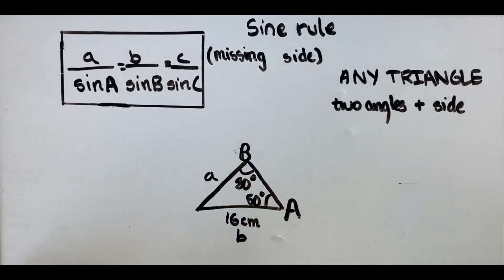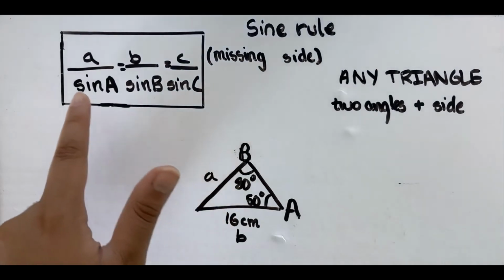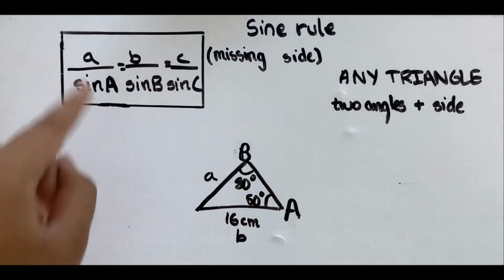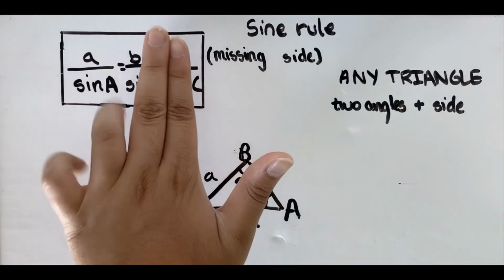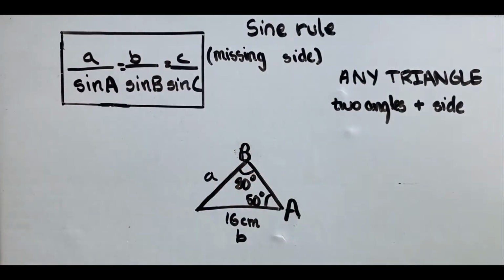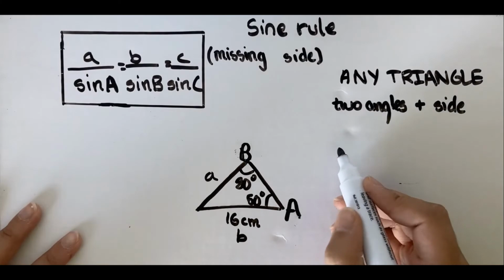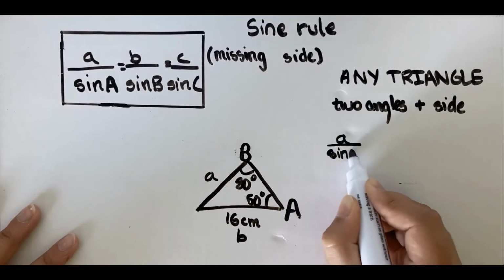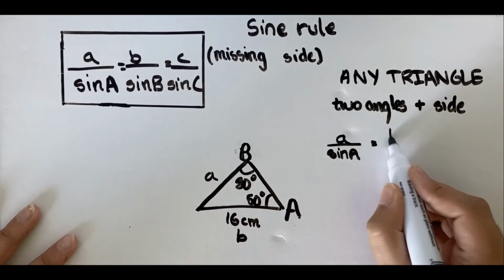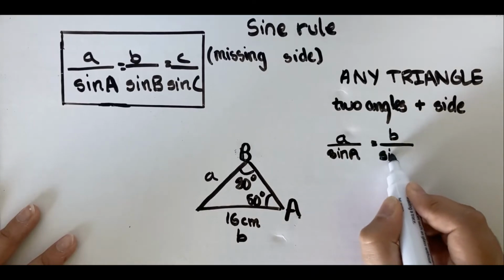Now, one thing we need to know about the sine rule is that we only ever tend to use these first two parts. So that's a over sine A equals b over sine B. And we don't tend to use this bit here. Now, let's write that out once more. a over sine A equals b over sine B.